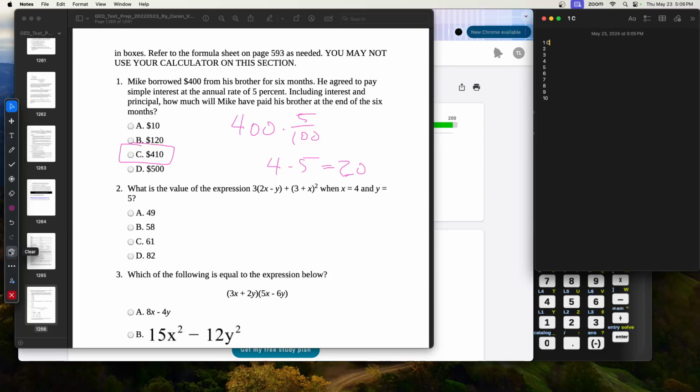Yeah, again, even if you don't know how to solve a problem, don't give up, right? A lot of these questions you can solve by just using basic common sense.